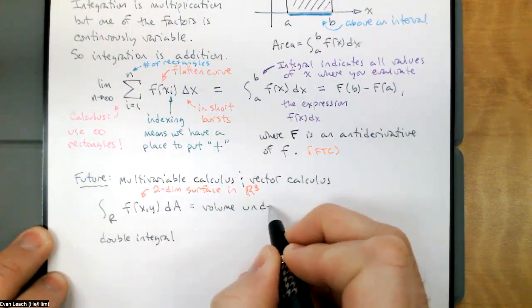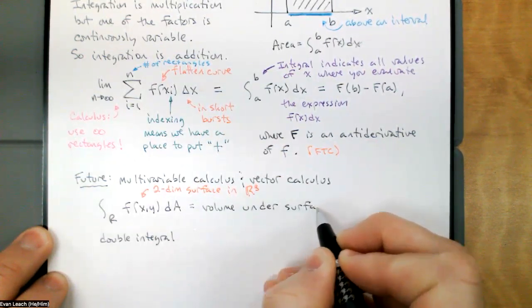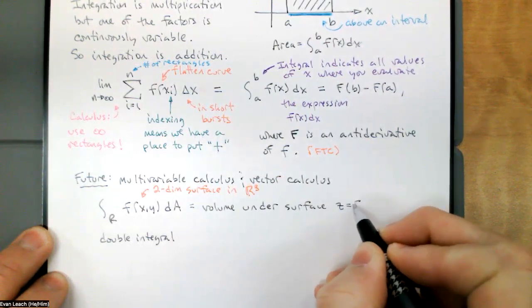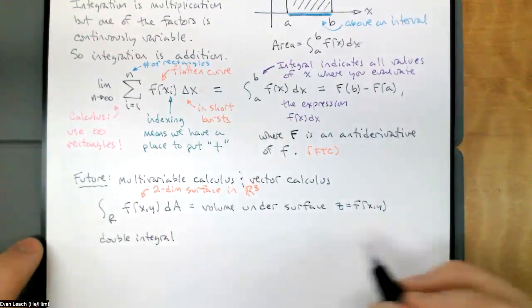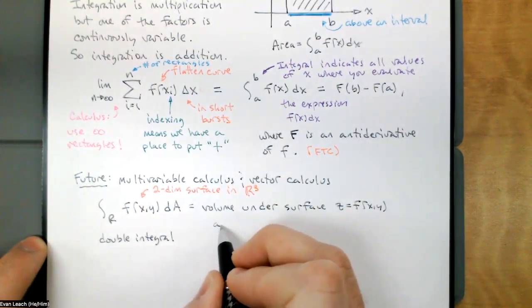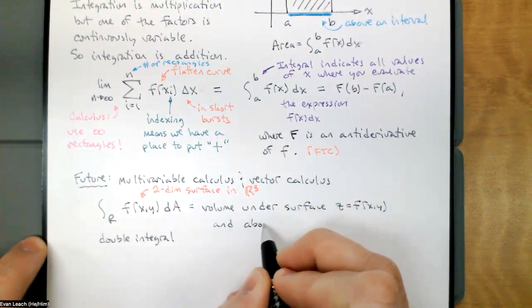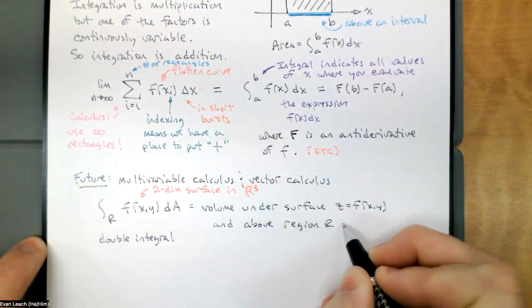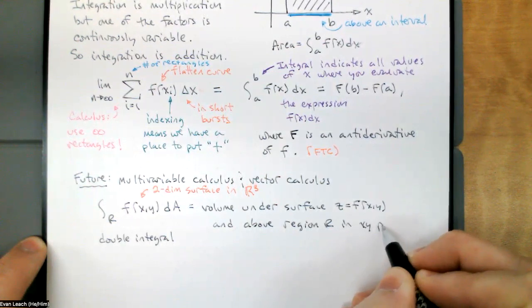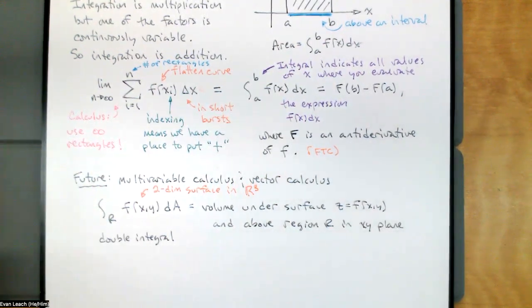under the surface. There's our three dimensions, X, Y, and Z. And above the region R, we just increase everything by one dimension. Instead of an area, we got a volume. Instead of one-dimensional curve, we got a two-dimensional surface.